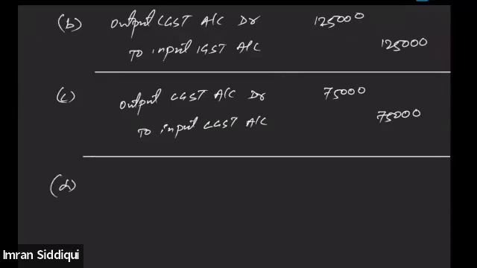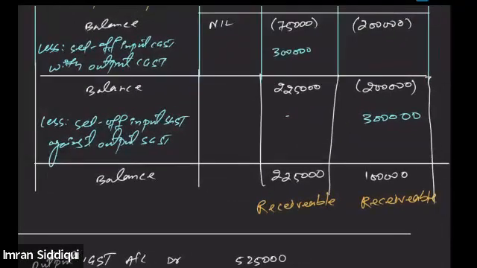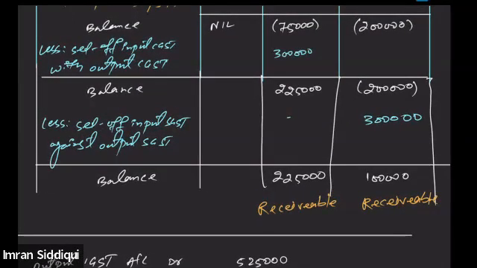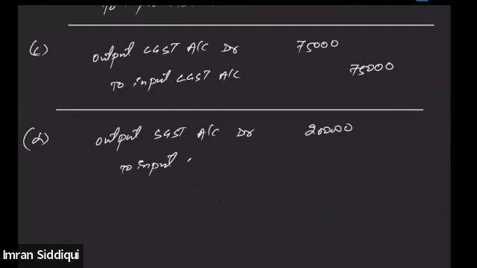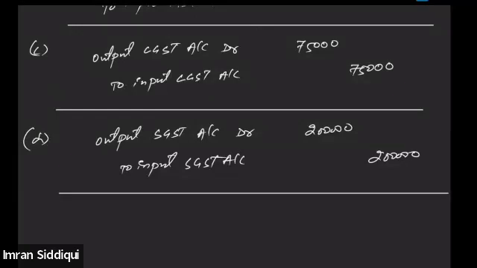And one last thing that we did, we finally adjusted the input SGST through the output SGST to the extent of 2 lakh. All right, so the entry for this will be output SGST has been utilized to set off the input SGST to the extent of 2 lakhs only. This is what we did in the first question. This is how we'll pass the entries.